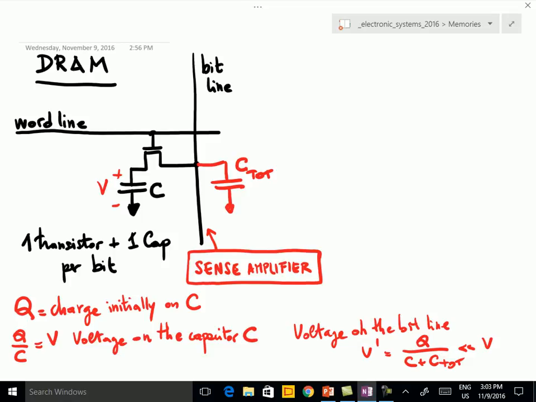This is also important because during the reading process, the internal capacitor of the memory cell C is completely discharged, because since C tot is much larger than C, most of the charge moves from C to C tot, and therefore we need to also restore the charge on the capacitor C. So the same problem we have for the static RAMs. Let me draw the circuit for the static RAM. The situation is similar.